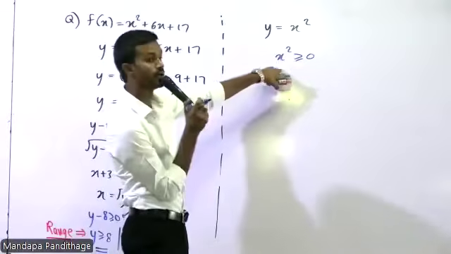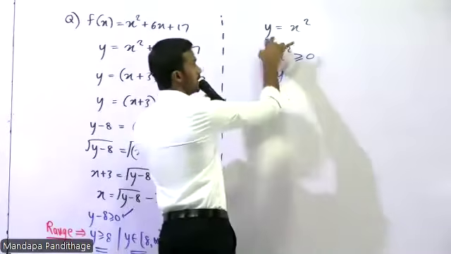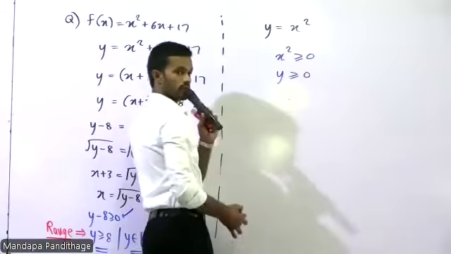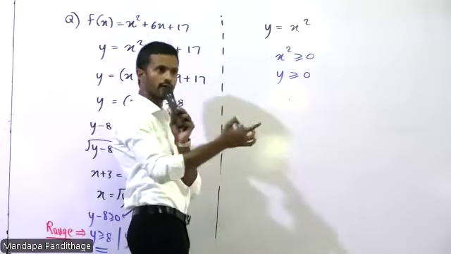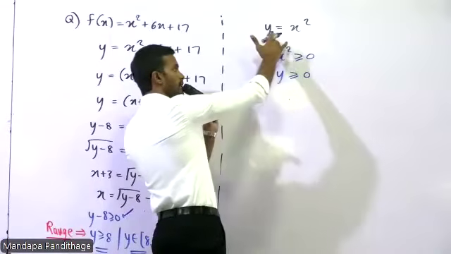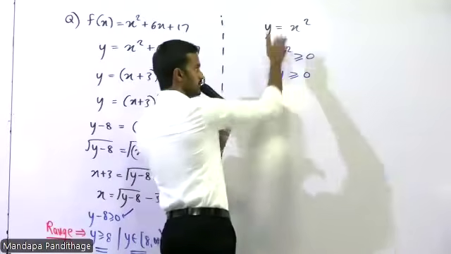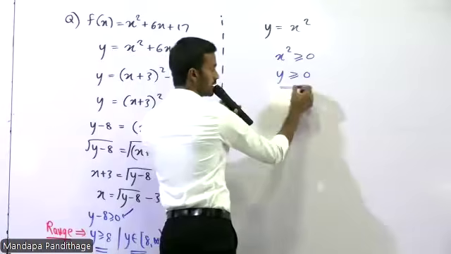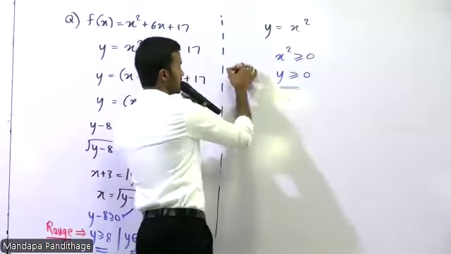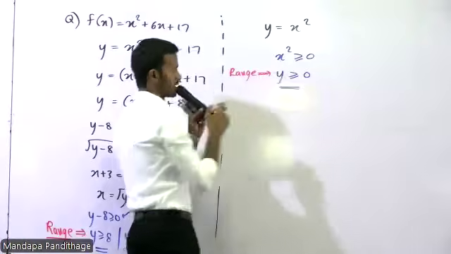So if x squared is always greater than or equal to 0, what can you say about y? Y is also greater than or equal to 0. So the range is an inequality of y. In this one, it's clear that x squared is always greater than or equal to 0. So y, which is x squared, is greater than or equal to 0. So you can directly write the range in this way. That is acceptable.